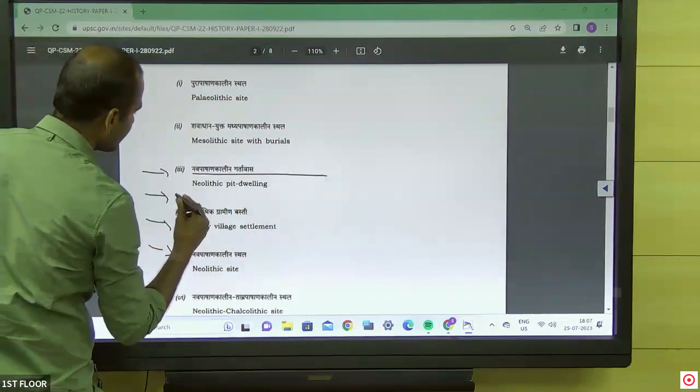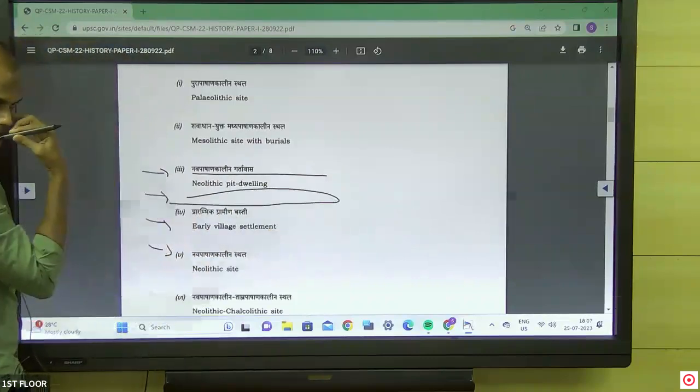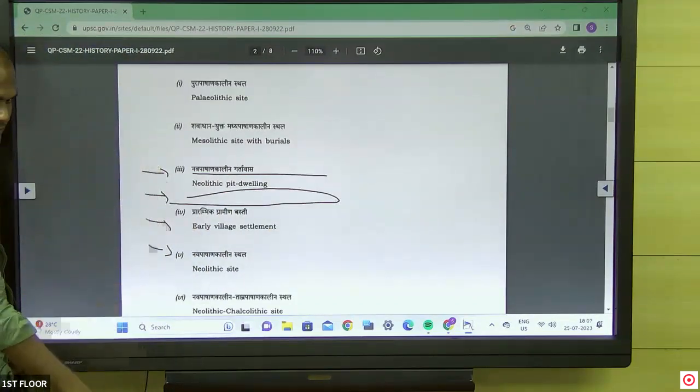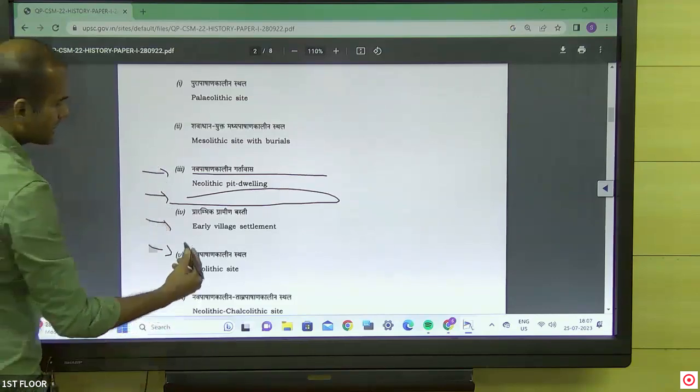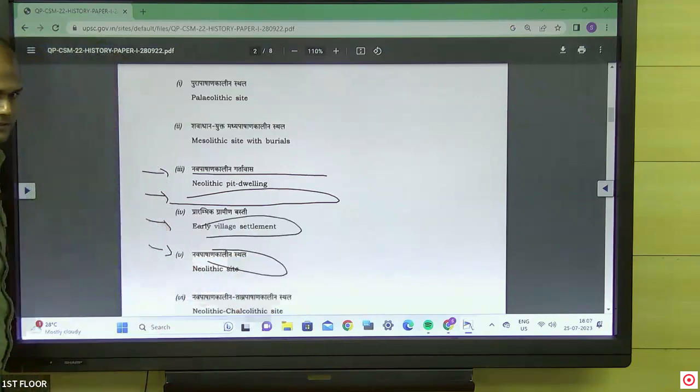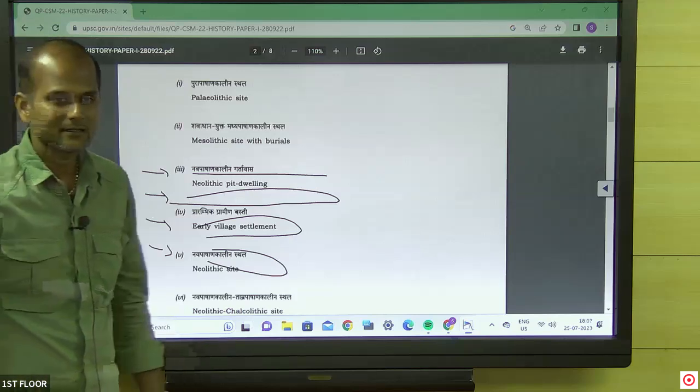It's a Neolithic site, already given. Here, pit dwelling. Why pit dwelling? Because of the severe winter, they had to construct a pit and dwell in it. Then burial practice. You have to write these in a discrete way.